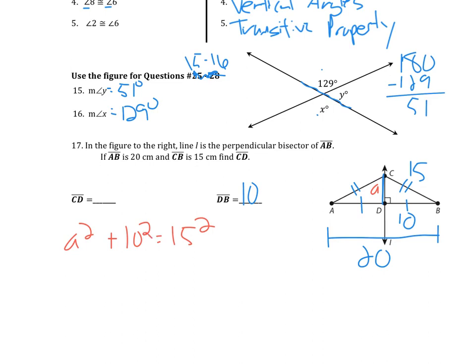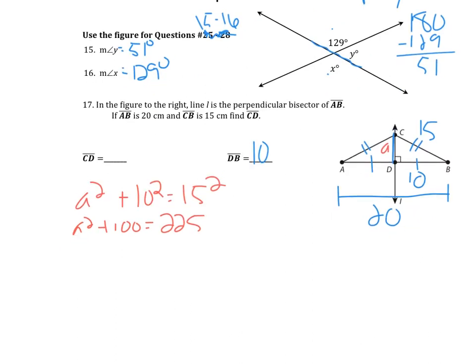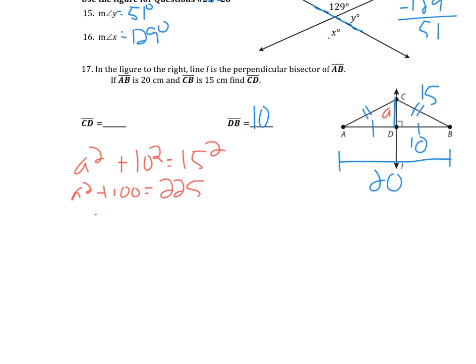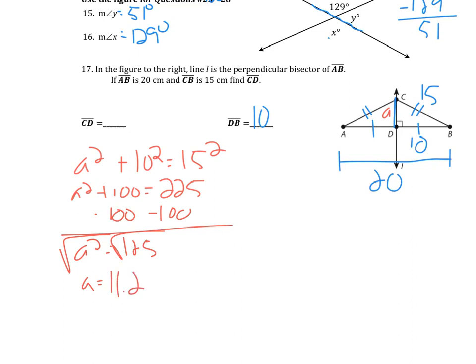So as we simplify, we get a squared plus 100 equals 225. Subtract 100. And a squared equals 125. Take square root, and a equals square root of 125. And it's 11 point something. Oh wait, I forgot how to square root on it. So it's 11.18, so we'll round it to 11.2.